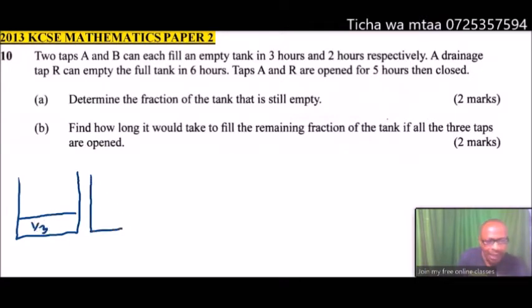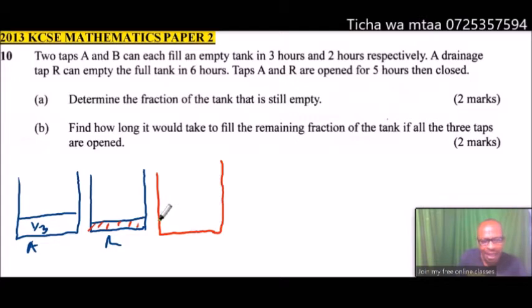And then when you have R open, this is A, and R is open, it will empty 1/6 of the water in the tank. What this means is that when you combine these two, you have the tank; A fills a third, and you subtract 1/6 of what has been removed by R. So this is what remains in the tank.